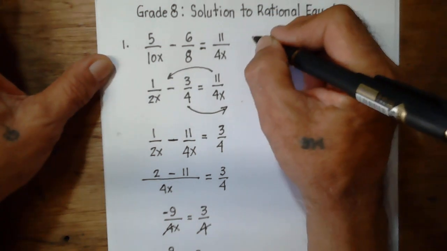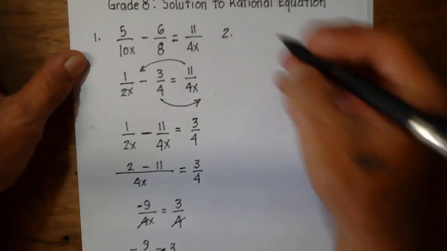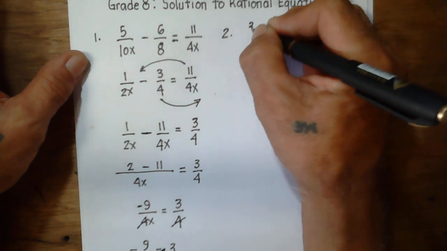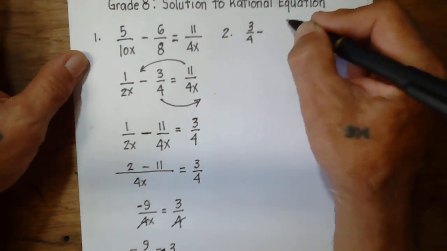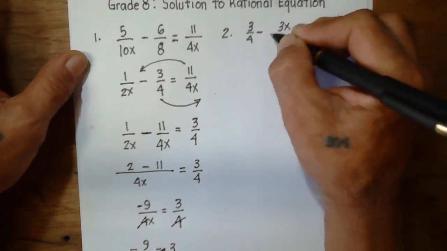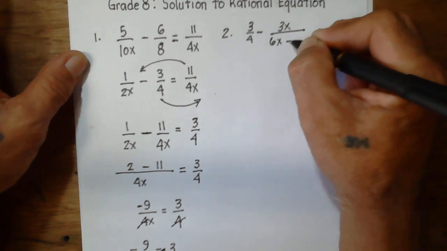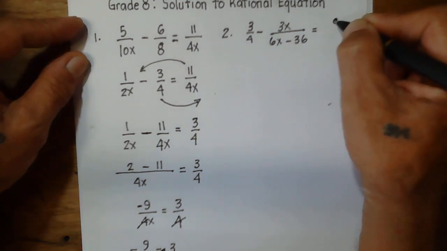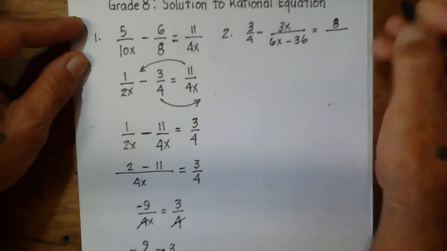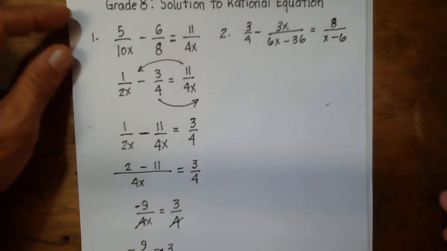Okay, for our example number 2, we have 3/4 minus 3x over 6x minus 36 is equal to 8 over x minus 6.